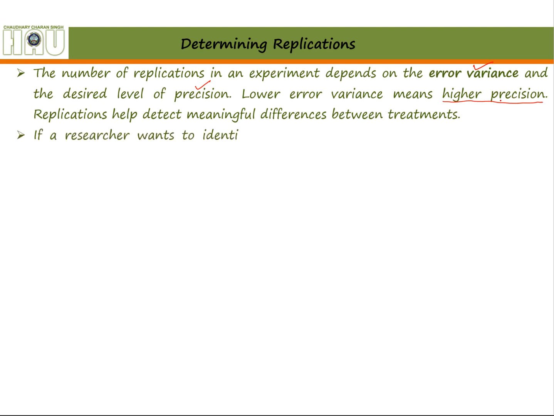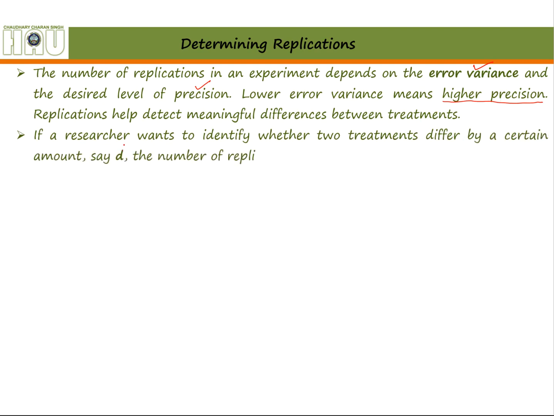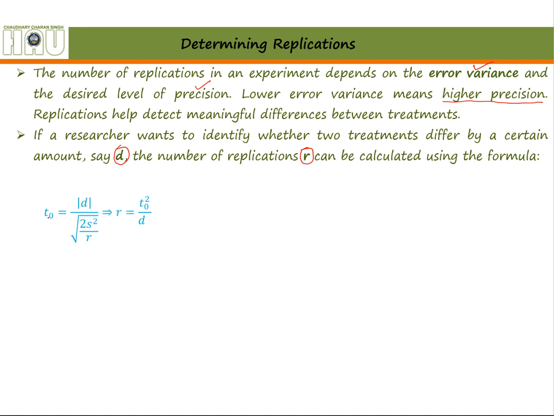If a researcher wants to identify whether two treatments differ by a certain amount, say D, the number of replications R used in that experiment can be calculated by this formula. This is the t statistic t0. D is the difference you want to detect, a certain amount, S square is the error variance, and R is the replication. From this formula, you can find R.